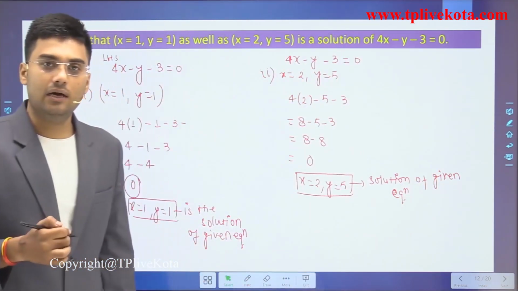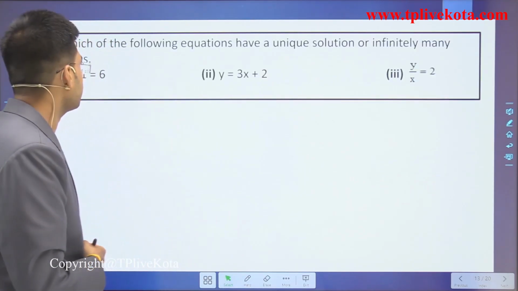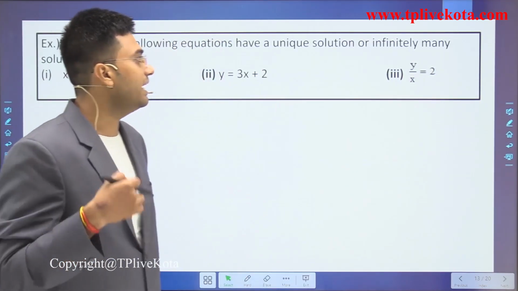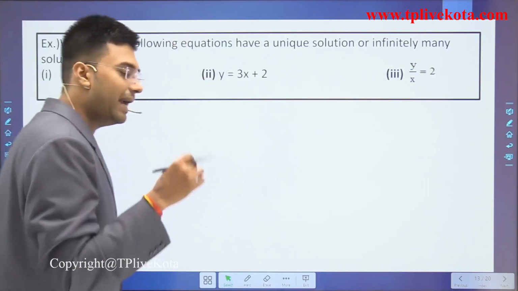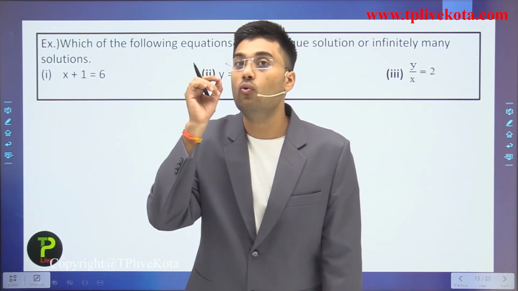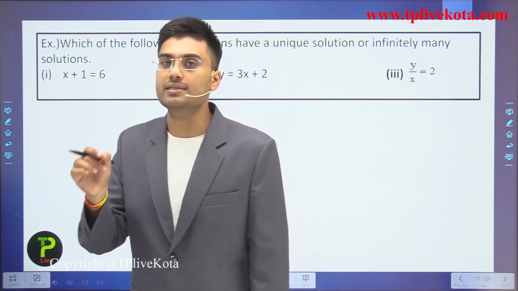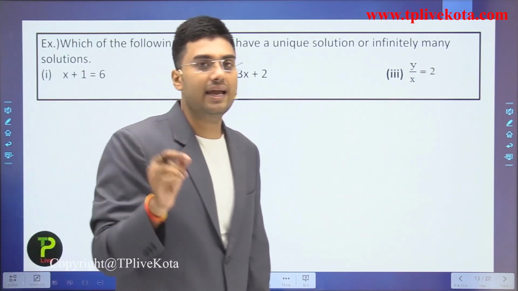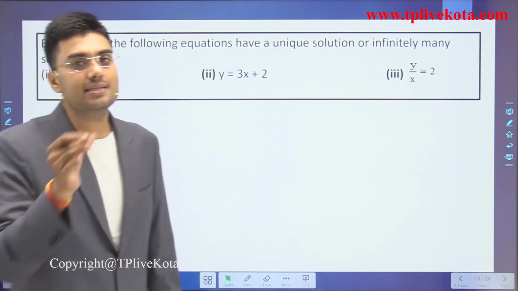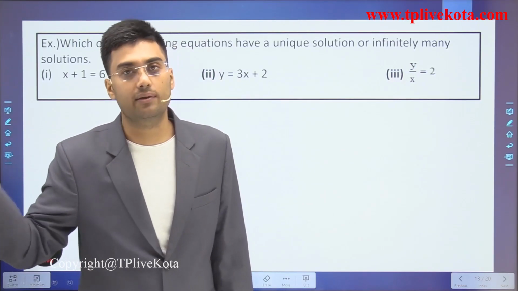Clear? Now after this example, let's move to the next example, which is: which of the following equations have a unique solution or infinitely many solutions. Students, we know that if an equation is a linear equation in one variable, then it has a unique solution, and if an equation is a linear equation in two variables, then it has infinitely many solutions. So let's check which equation is linear in one variable and which is linear in two variables.